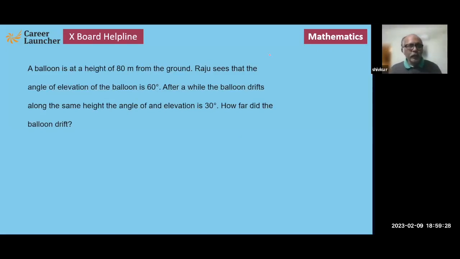Another question, a balloon is at a height of 80 meters from the ground. Raju sees.